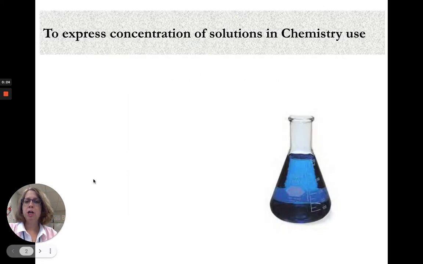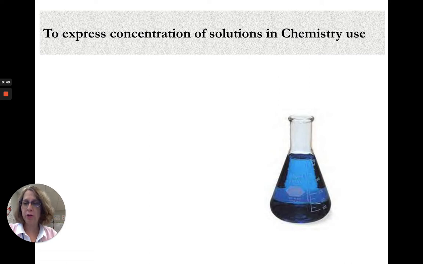All right, so we've been talking about solutions in class where you have a solute dissolved in a solvent. Now, solutions can be very concentrated or they can be very dilute. And oftentimes in chemistry, it's important that we know exactly how much solute and exactly how much solvent we have and what the concentration of the solution is, or else we can ruin an experiment.